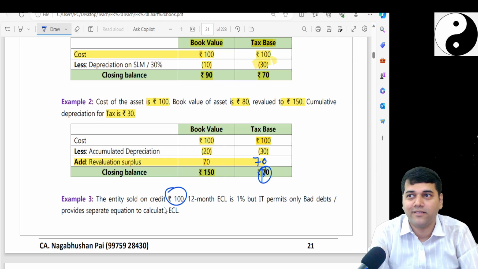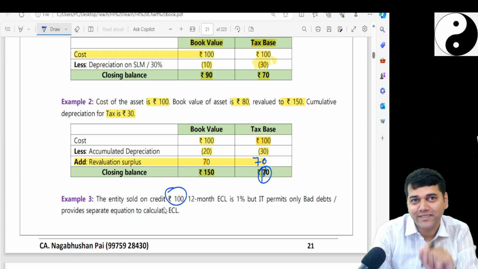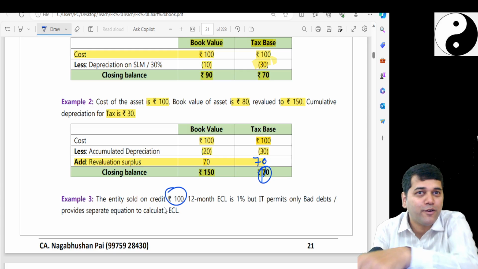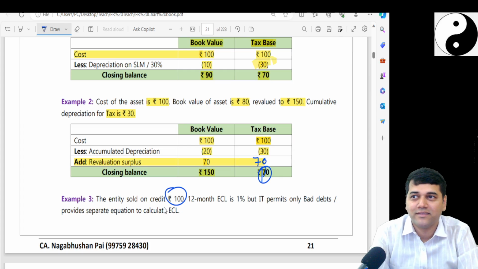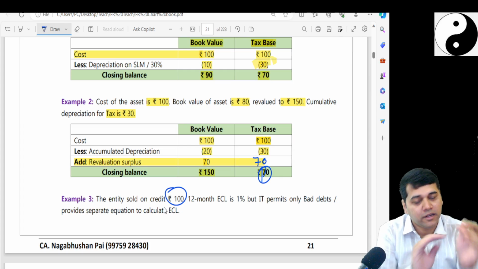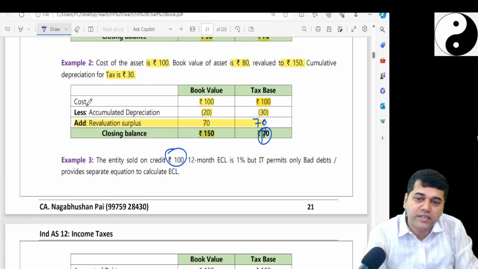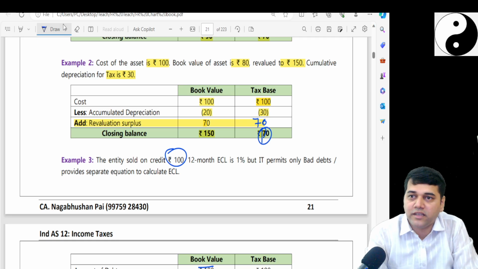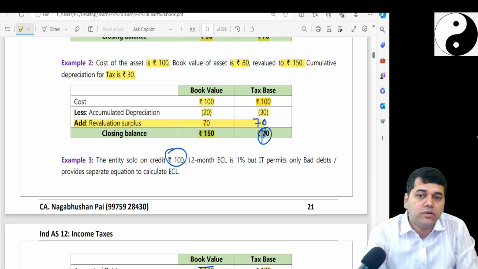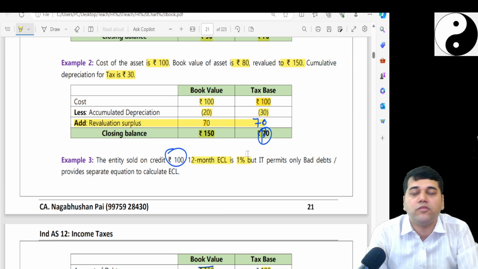Yeah. When will you not show? Suppose a cash sale happened. That you may not record on your books. Followed? No. So we are not doing that. What we record is what we present. So the debtor is presented here. Debtor is presented to the income tax department also. Now, 12-month ECL is 1%. What is this 12-month ECL?